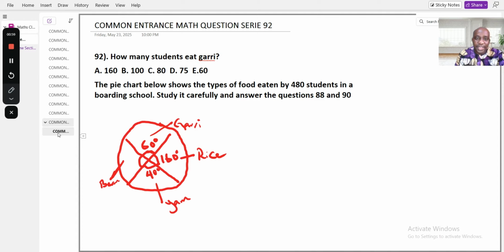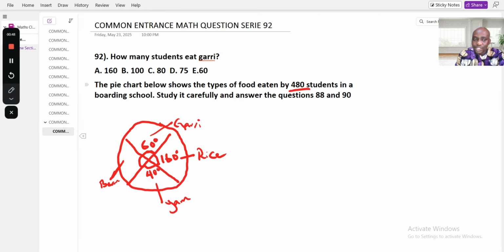How many students eat garri? Now, how many students eat garri? You know, the pie chart below shows the type of food eaten by a total of 480 students. We have a total of 480 students. The question is asking us how many students eat garri. Now, what is the degree of garri? The degree of garri is 60 over what is the total of the degrees? The total of the degrees is 360 degrees. Now multiply by the total number of students in that school.